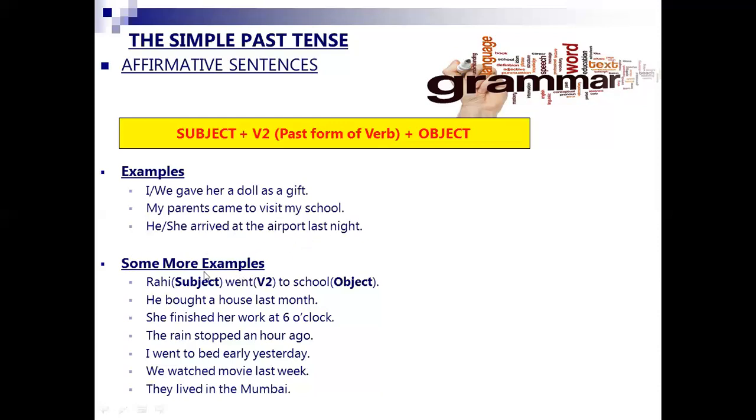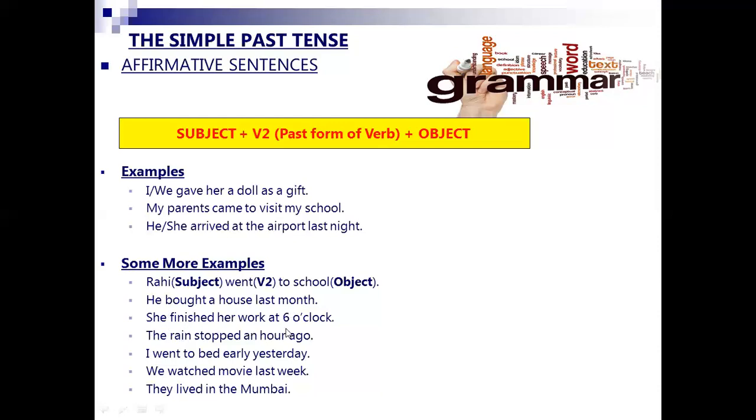Let's see some more examples. Rahi went to school. Rahi is the subject, went is the past form of go. This is an irregular verb. To school is object. He bought a house last month. He is the subject, bought is the past tense of buy. A house last month comes under object.